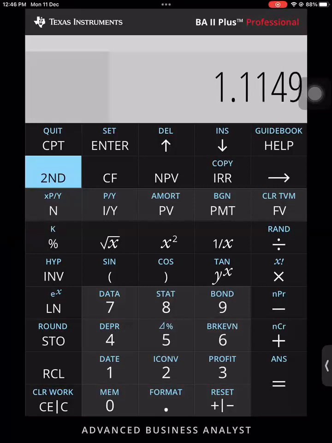Bracket open you can see just above number 7, and bracket close just above number 8. So once again, you can see 1.3860, y raised to x, bracket open, 1 divided by 3, bracket close. So this is the cube root of 1.3860, which is 1.1149.